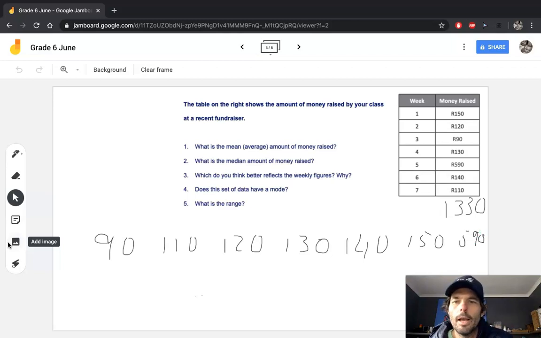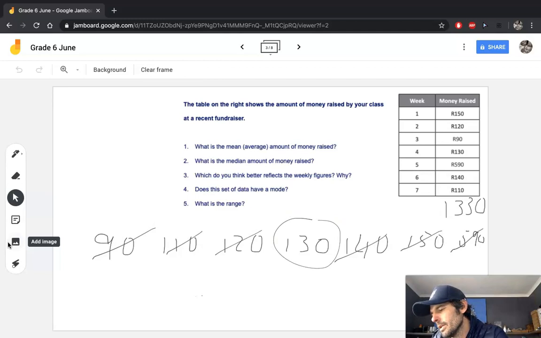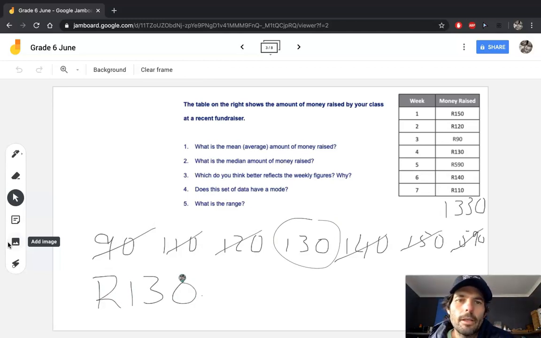Okay, and now we just need to find the middle number. So we can cross off the outside numbers, and it's an odd set of numbers, so the data set is odd, so your median is quite easy to find out as it's just the middle value, and that gives us a value of 130 Rand.